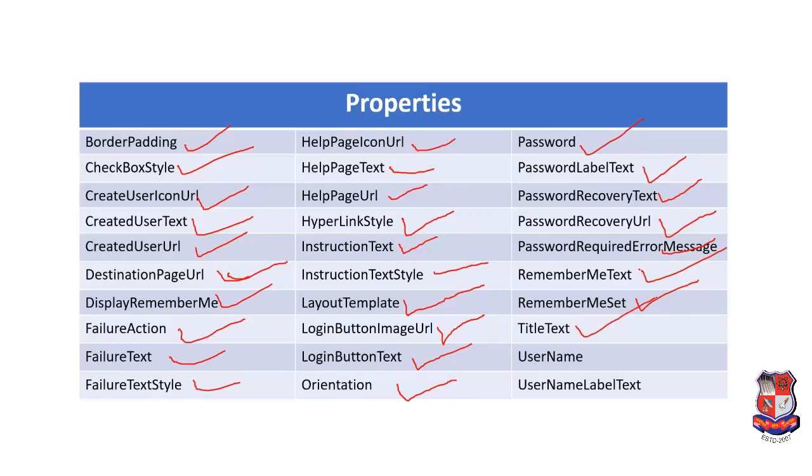Next is title text. It is used to retrieve or specify the title of the login control. Next is username. It is used to retrieve the username entered by the user. And the last one is user label text. It is used to retrieve or specify the text of the label for the username text box.